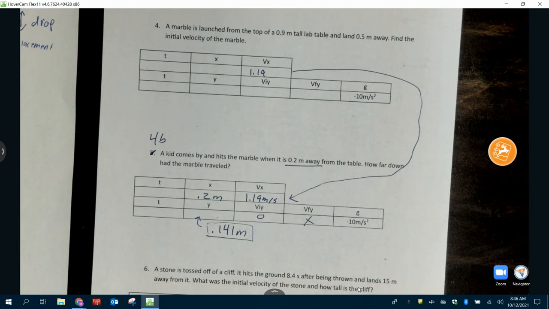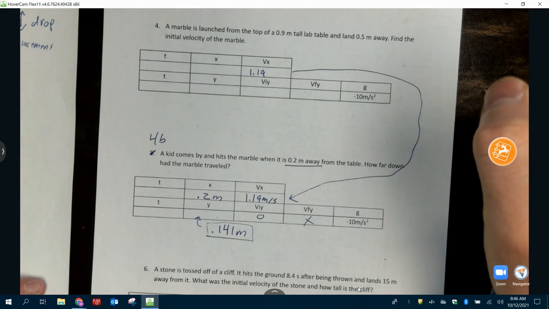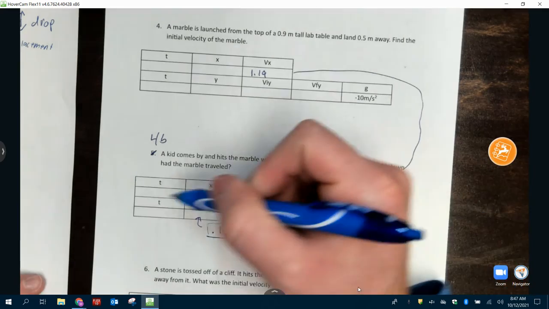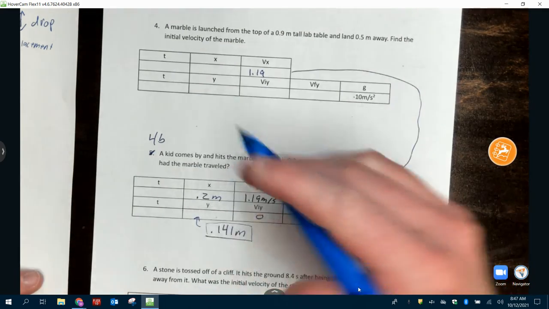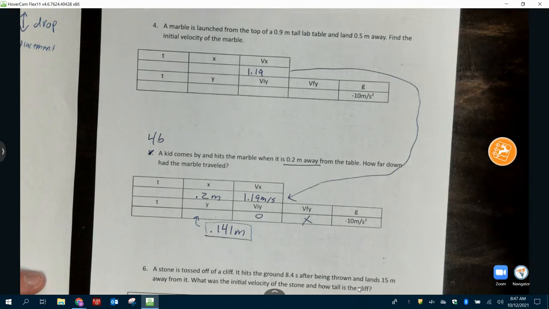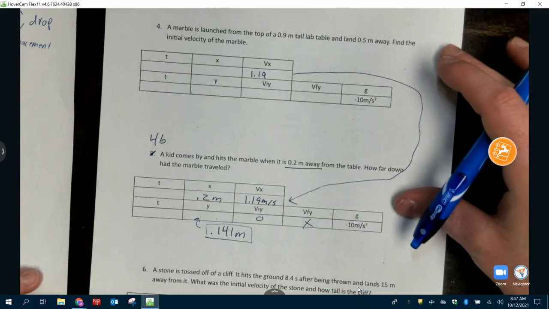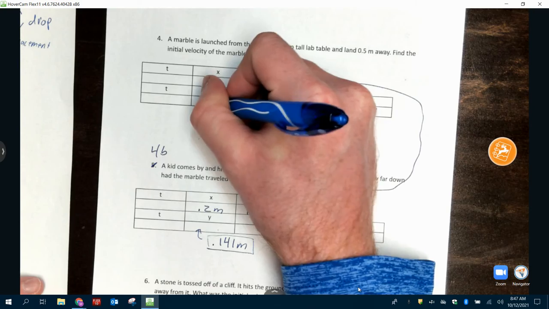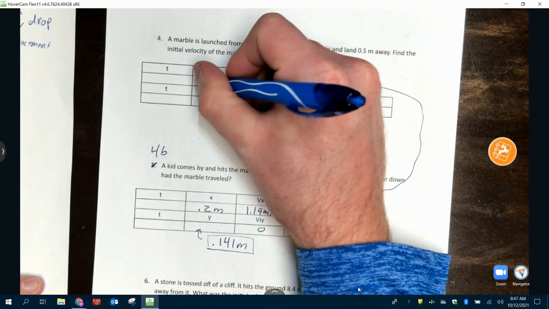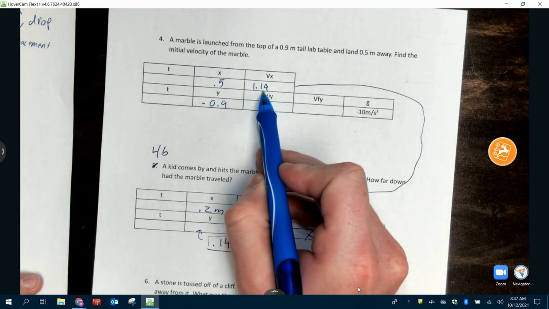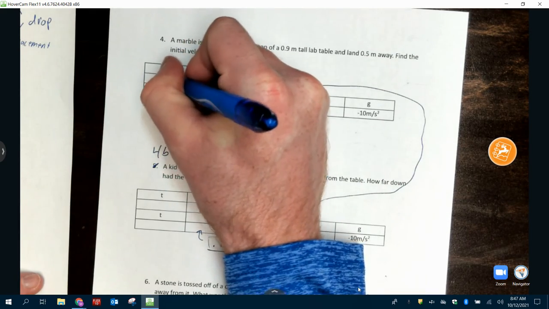So I'm just going to go ahead and work the whole thing out. If you use 1.2, this will be rounded and the time will be rounded. As long as it's in the same ballpark, especially when stuff gets squared, it's going to throw our numbers off a little bit. So this was 0.9, this was 0.5. Once we have that plugged in, we do 0.5 divided by 1.19, which should get us 0.42 for both.